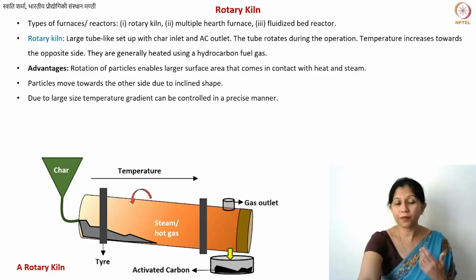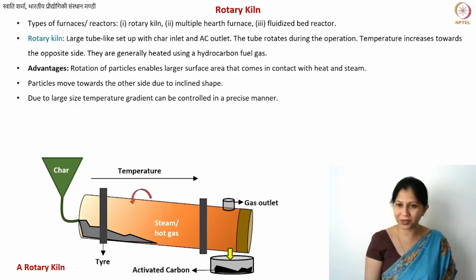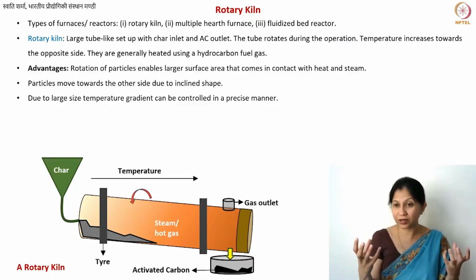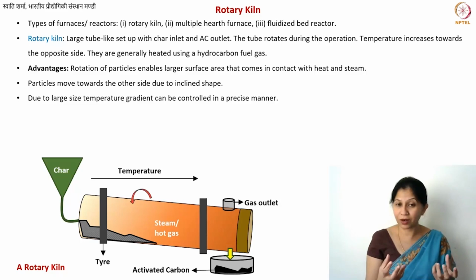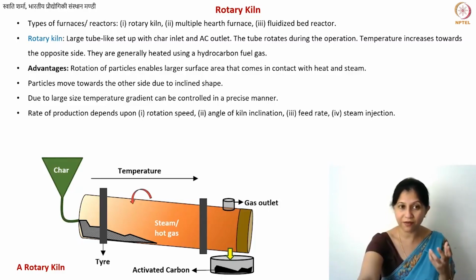One more advantage of this, because these are very large tubes, is that you can control the temperature gradient very well, because they are really massive. In fact, you may have multiple burners to heat your entire structure, so you can have a good thermal gradient, which means again your particle is experiencing slow increase in the temperature, and that's why the process is more controlled. So these are the advantages.